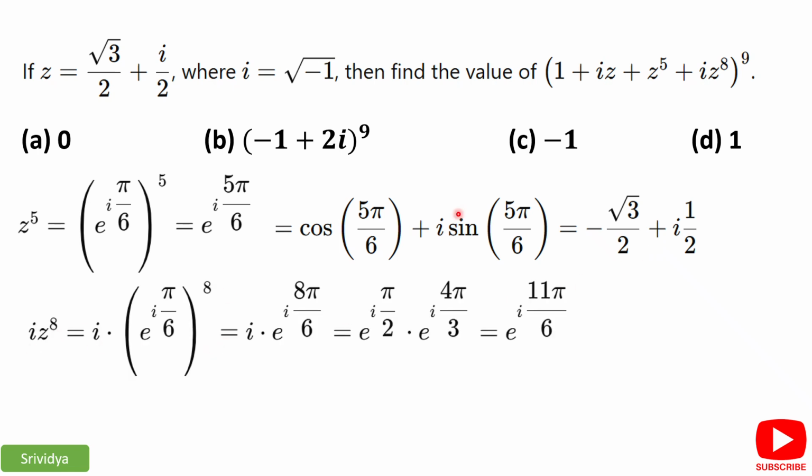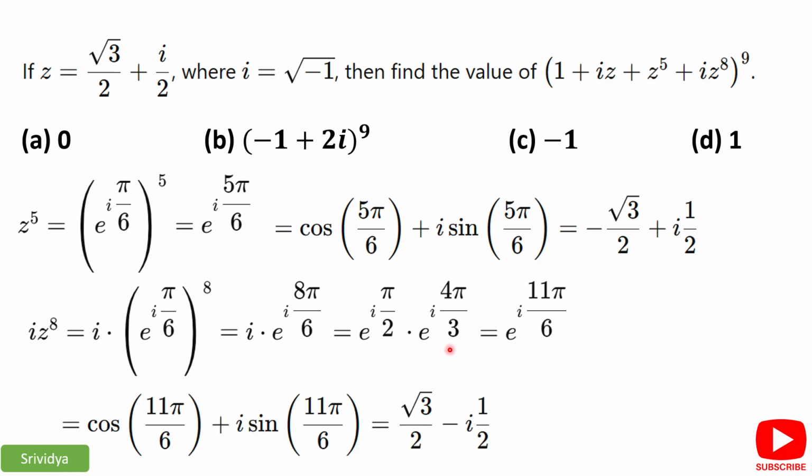Next, let us consider iz to the power of 8. i into z to the power of 8 is nothing but i into e to the power of i into pi by 6 whole to the power of 8, which is nothing but i into e to the power of i into 8 pi by 6. 8 pi by 6 is nothing but 4 pi by 3. And as we have seen, i is nothing but e to the power of i into pi by 2. Now upon simplification, that is a to the power of m into a to the power of n is a to the power of m plus n, which is nothing but e to the power of i into 11 pi by 6.